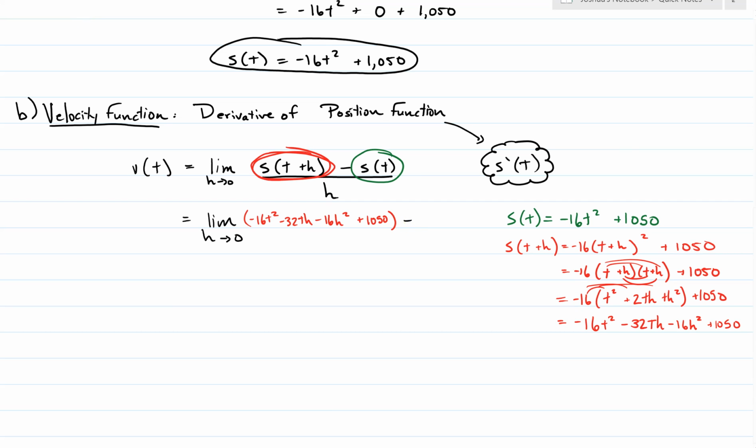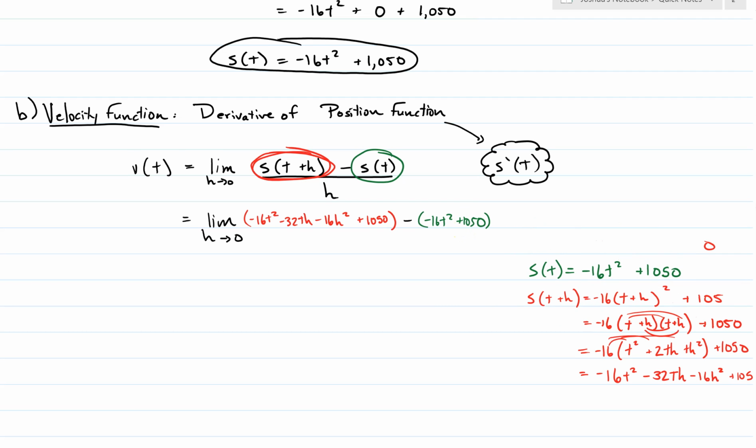And then I need to subtract s of t, which is -16t squared plus 1050. And let me move this stuff. Alright, that stuff was a little bit too close to the problem there, so moved it down a little bit. Alright, so this is our fraction. We plugged in s of t plus h, that's the red stuff. Subtract s of t, that's the green stuff, and it's still all over h. So the next thing we're going to do is distribute the negative sign, and you still need to write limit. Limit as h goes to 0. All the red stuff is just going to stay the same.